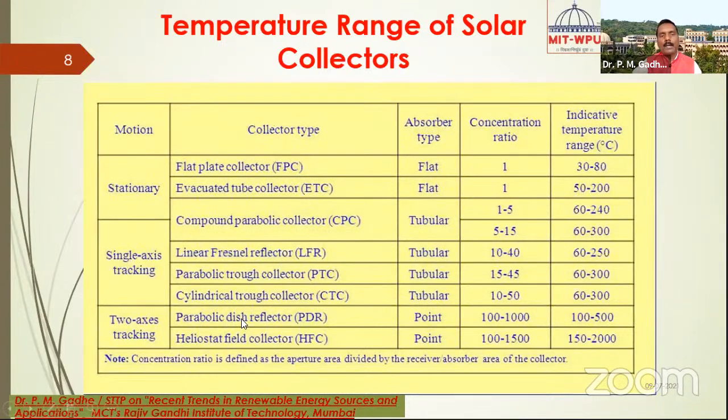Then the two-axis tracking type of concentrators, these are the parabolic dish reflector and the heliostat field collectors, meaning the solar tower collector. So these types of concentrators are point focusing. Because of the point focusing, the concentration ratio is very high, and also we get the maximum temperature in the case of the point focusing type of concentrator.